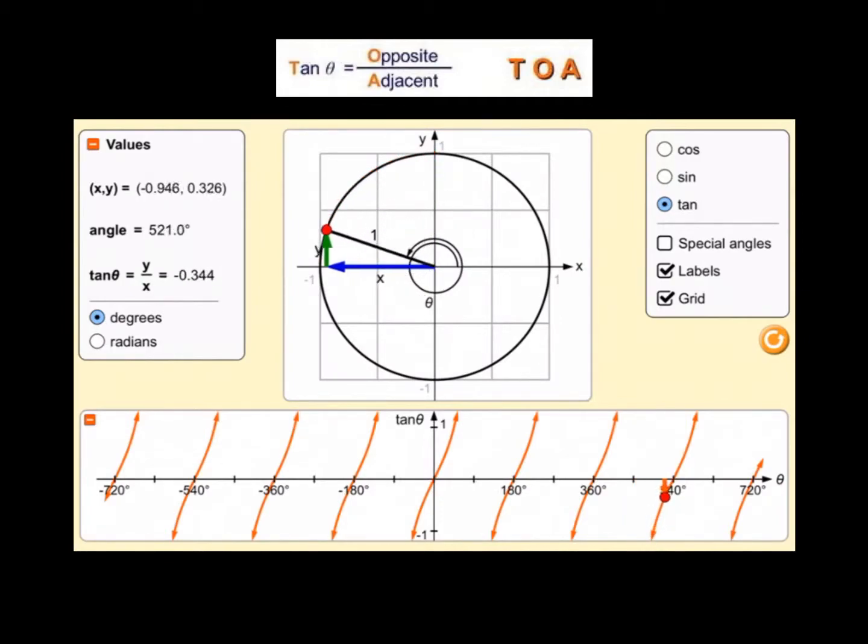The graph is always going to break and then restart itself again. And the same thing happens when we move in the clockwise direction. Again, moving in the negative direction, the same thing happens with those asymptotes.